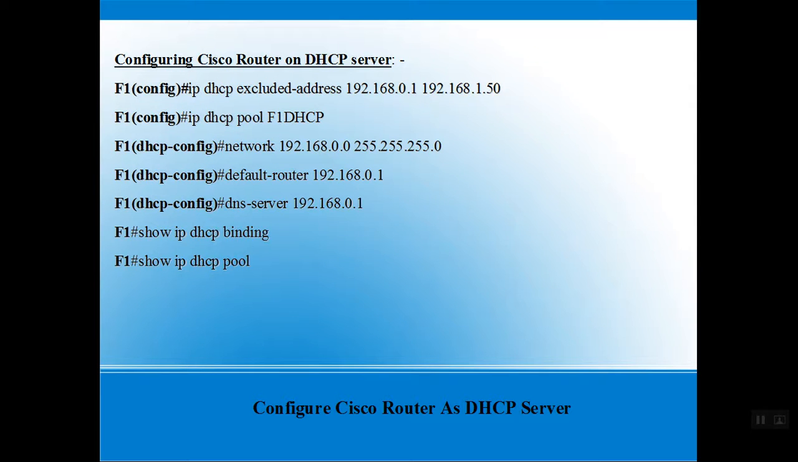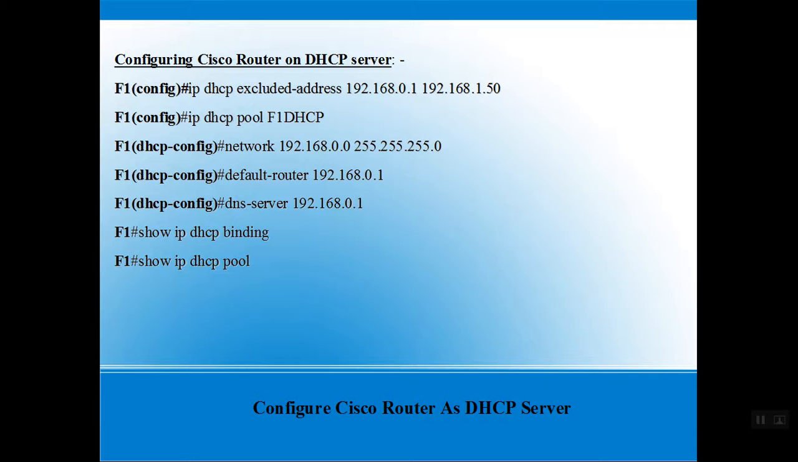Configuring a Cisco router as a DHCP server. First we can see the hostname is set to F1, then F1(config)# ip dhcp excluded-address 192.168.0.1 192.168.1.50. Then F1(config)# ip dhcp pool, then F1 DHCP.